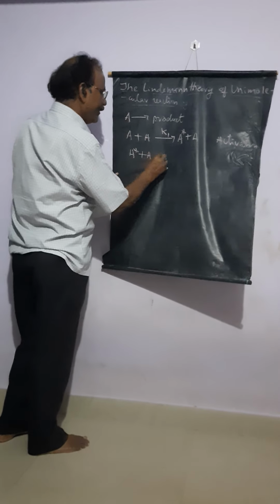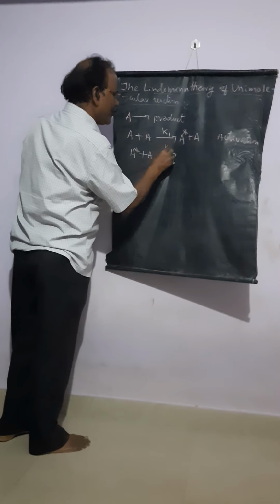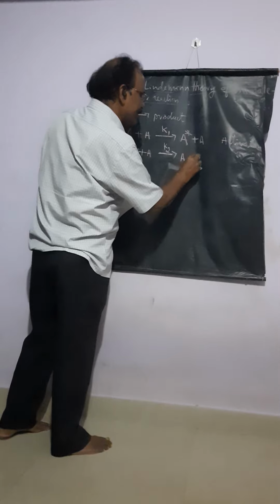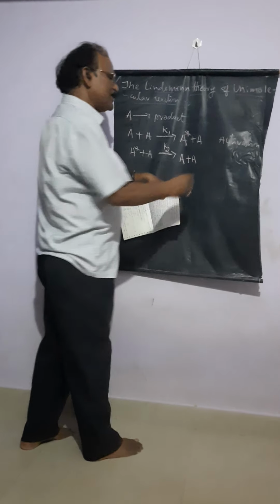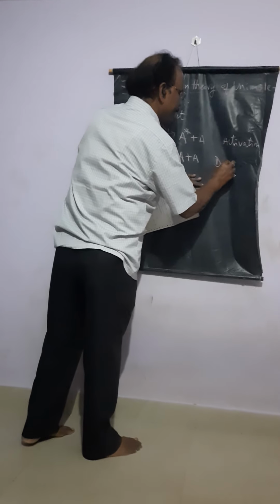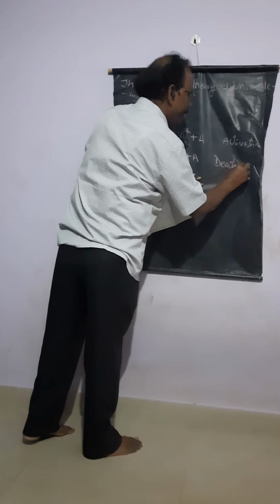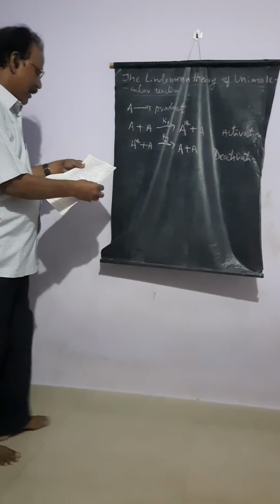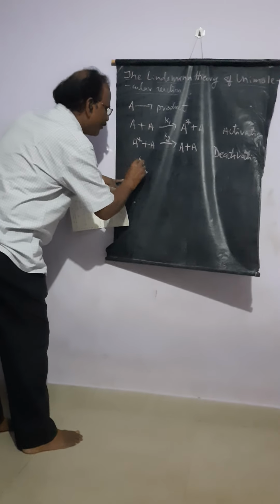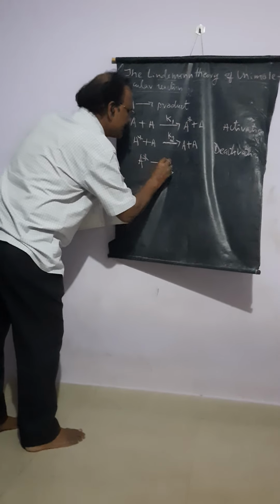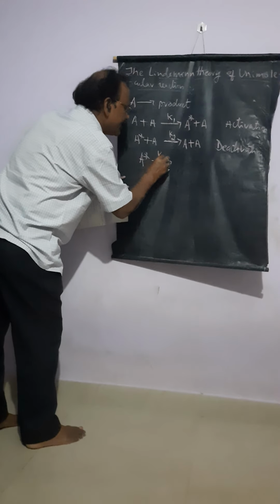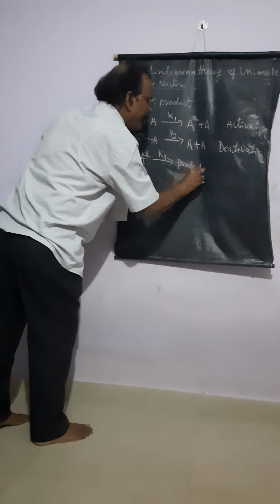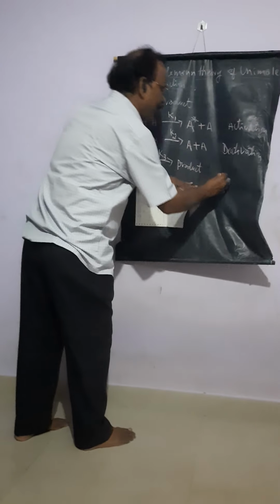with rate constant K2 gives A plus A. This step is called deactivation. And the third step is A star, with rate constant K3, gives product. This is the decomposition step.